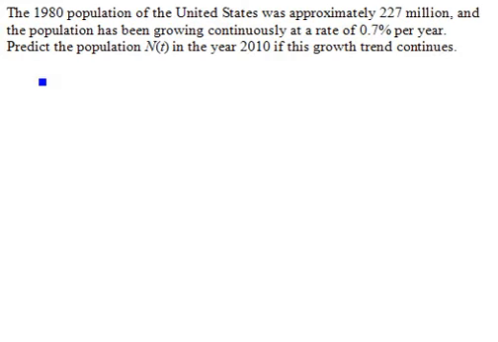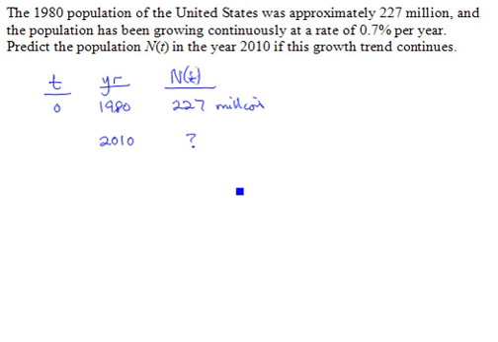Well, what we're looking at here is the year 1980 corresponded to a population N of t in millions of 227 million. That could be associated in our model with the year 0. What we're looking for then is in the year 2010, what will the population be in millions? That's 30 years after 1980's data point.